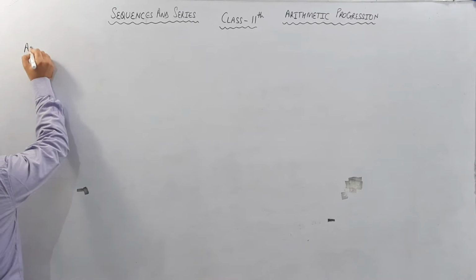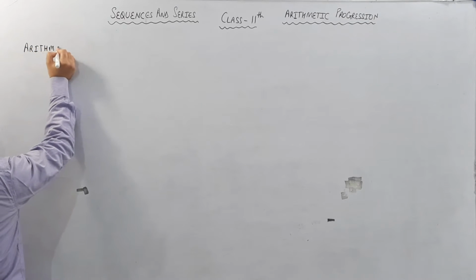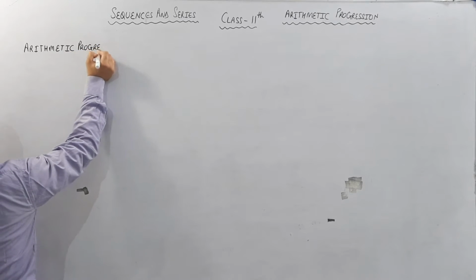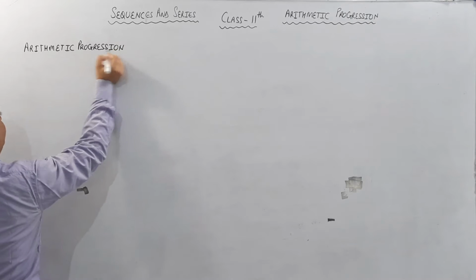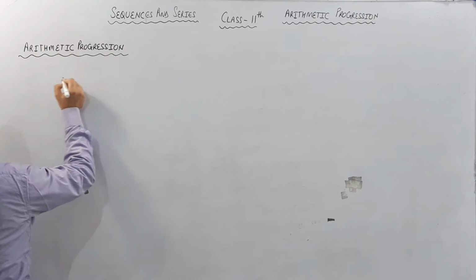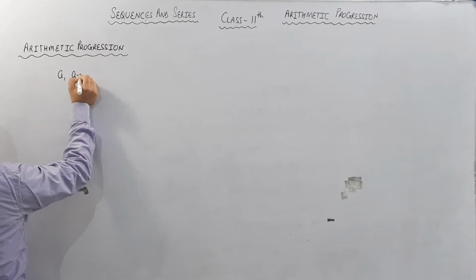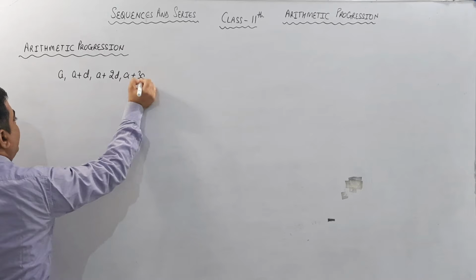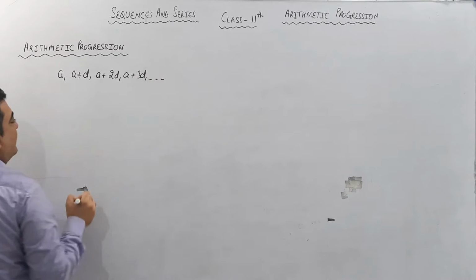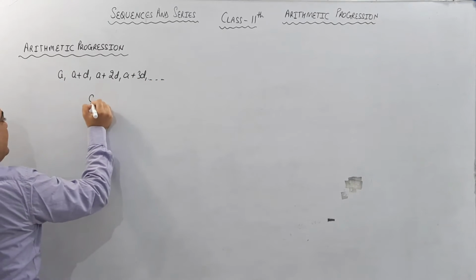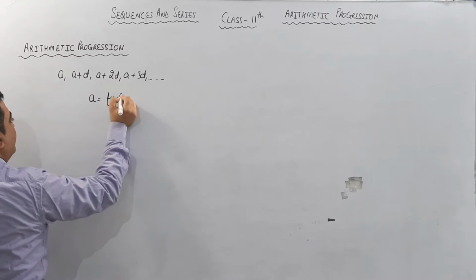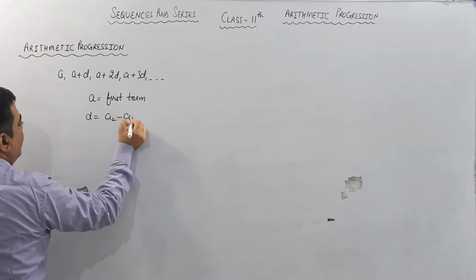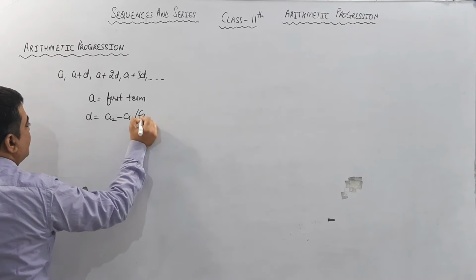In the arithmetic progression, it is written as A, A plus D, A plus 2D, and then we get the next term here. This is called arithmetic progression. Here A equals the first term and D is A2 minus A1. This is called the common difference.